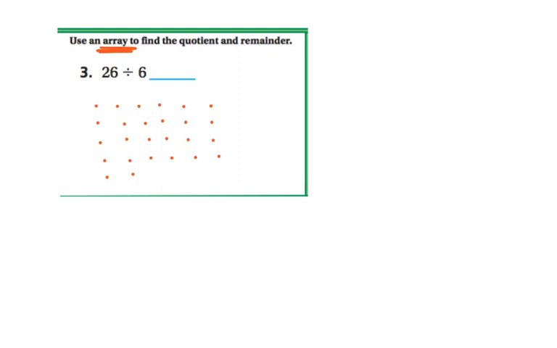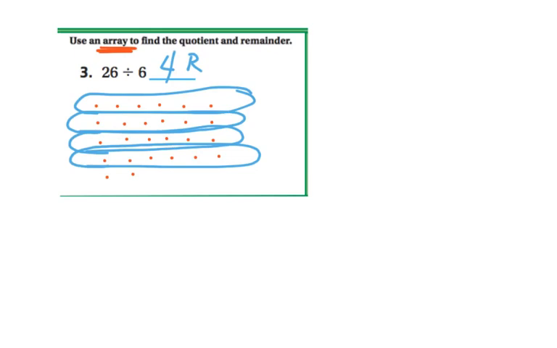Now, in this array, I'm going to switch colors. I have 1 row, 2 rows of 6, 3 rows of 6, 4 rows of 6. So my answer is 4, but look, I have 2 left over. So I would say 4 remainder 2. So 26 divided by 6 would give us 4 groups, but there'd be 2 left over that didn't fit into an even-sized group.